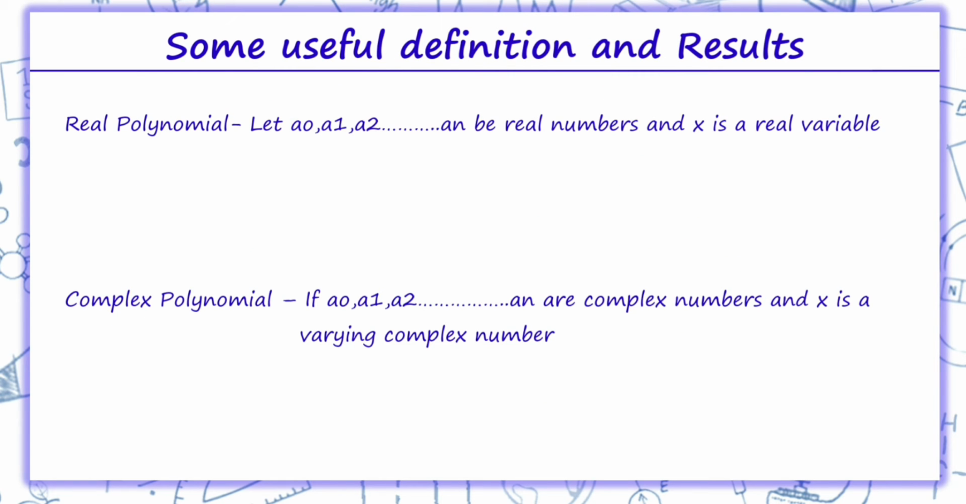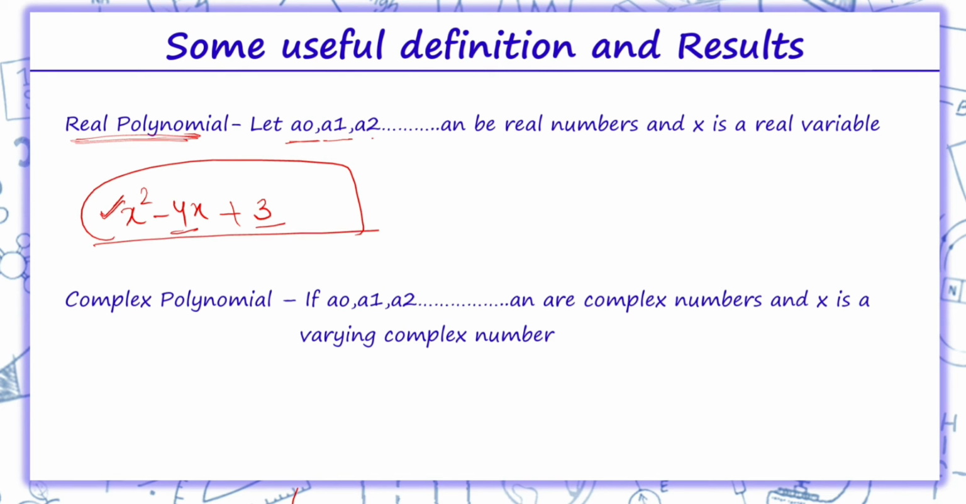Coming on to some useful definitions. Real polynomial. Now what is real polynomial? Let's suppose a0, a1, a2, these are real numbers and x is a real variable with real coefficients. So we have an equation like x square minus 4x plus 3. Here x is also real, the coefficients are also real, and this 4 and 3, these all are real. So therefore we call this polynomial a real polynomial.